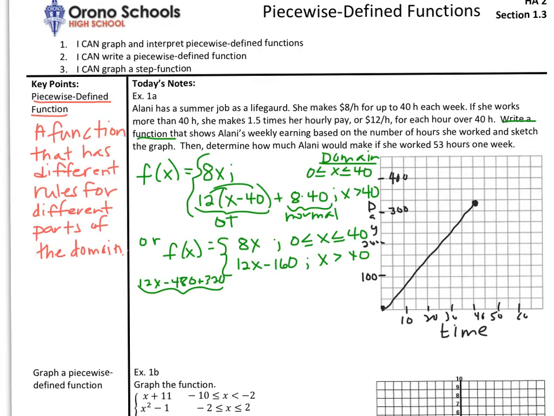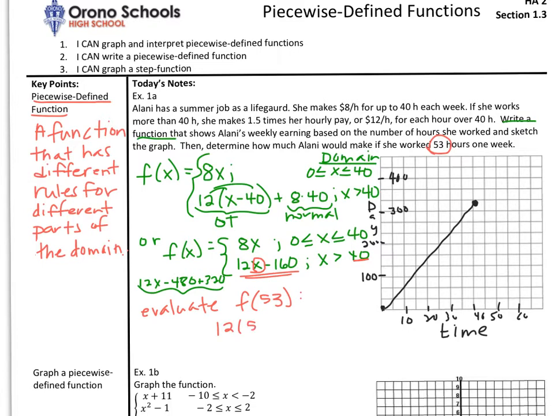But then it says she goes up from there. So then the slope is a little bit steeper from there. So let's see what happens when she works 53 hours. That means we're going to evaluate f of 53. So if 53 is greater than 40, I'm going to plug it in that bottom row. I wouldn't plug it in the top because she's not making $8 the whole time. So I'll plug it in the bottom because that's the row it matches for the domain.